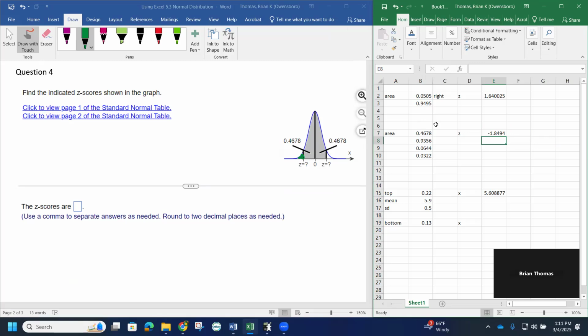Now, z-scores are symmetric with respect to the mean. So if this one is a negative 1.85, if you will, then the other one is going to be a positive 1.85. So I don't actually have to find it. I can use symmetry to get the second z-score. Once I find the left z-score, I can use that to find the right z-score.